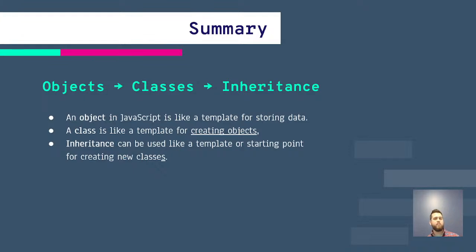So to summarize, we have objects for structuring data, sort of as a blueprint for structuring data. Then we have classes for creating these objects. And then classes can inherit other classes. And that just expands the level of complexity or the level of abstraction when it comes to data structuring.